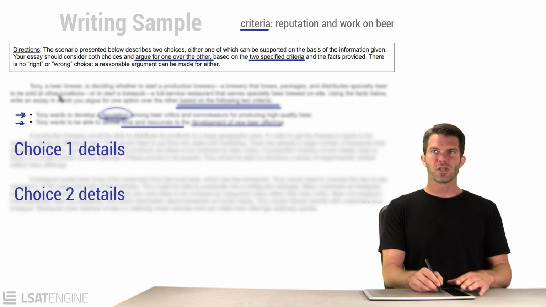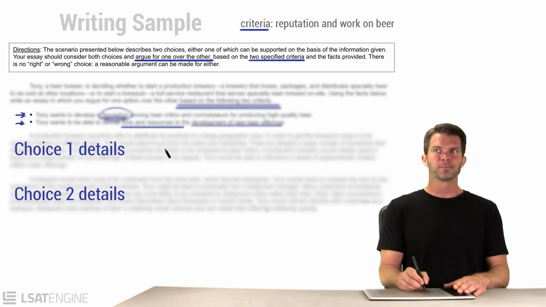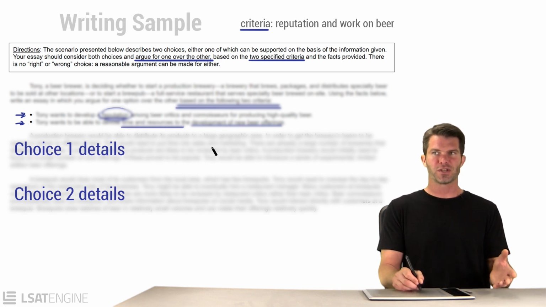And so after they give you the overview and they give you the 2 criteria, they're going to give you details about both decisions. The first one is probably going to be about the production brewery because that was mentioned first, and the second one is going to be about the brew pub. Now, I think you can take notes as you're making your first pass through these, and you're going to have scratch paper on which to do that. And so we'll talk about that in a second, but first let's go through them together just so that we're on the same page as far as what the options are.